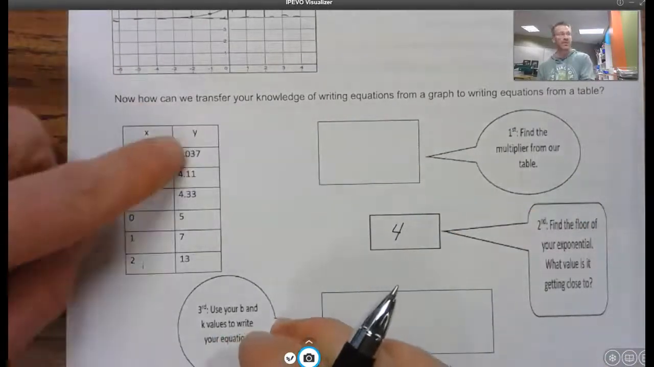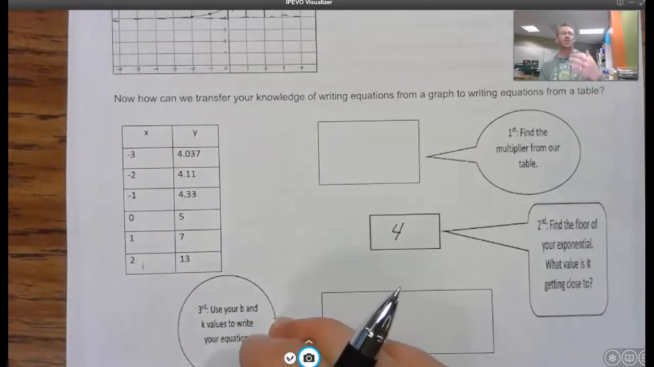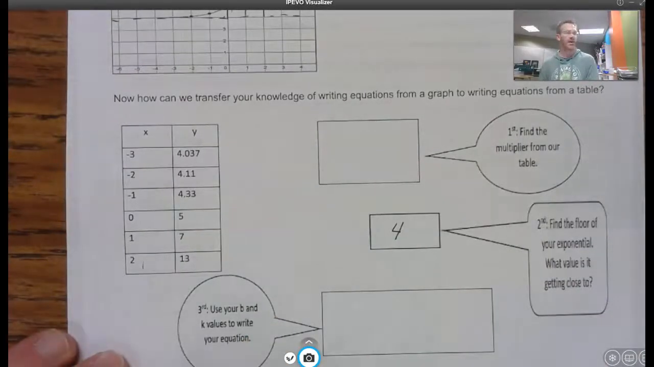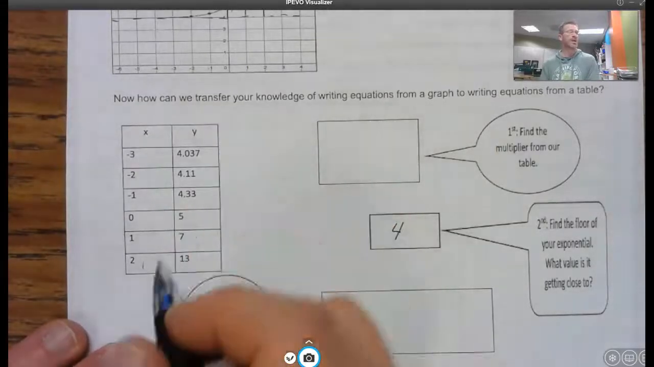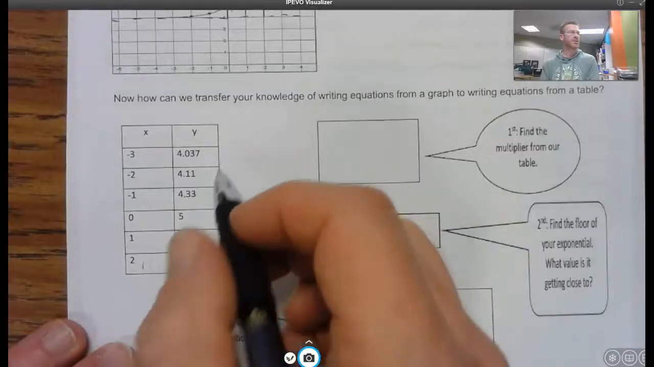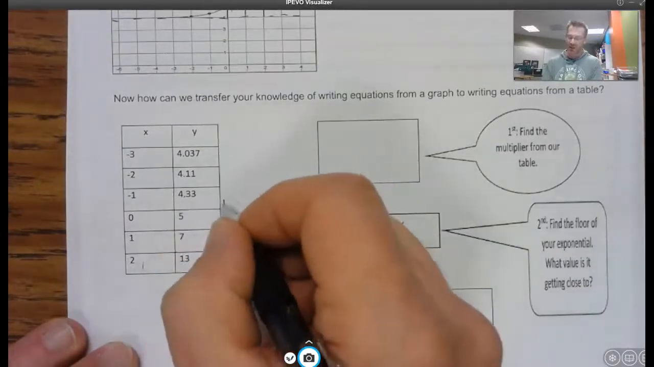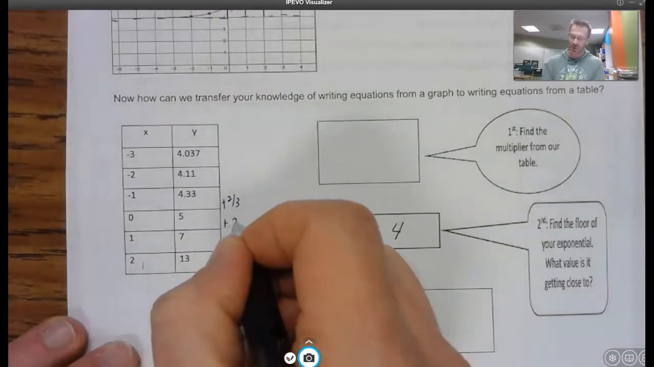Now, that floor could be at the top of the table. It could be at the bottom of the table. So you're just looking for those decimals and seeing if it's getting closer and closer to a number. Now, we want to find our multiplier. Well, that's kind of hard sometimes because we have these decimals. So what you might want to do is ignore some of the decimals and go to some of the other numbers you might know. So 4.33 to 5, that went up 2/3. 5 to 7, that went up 2.